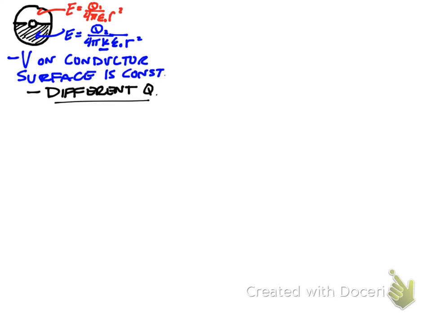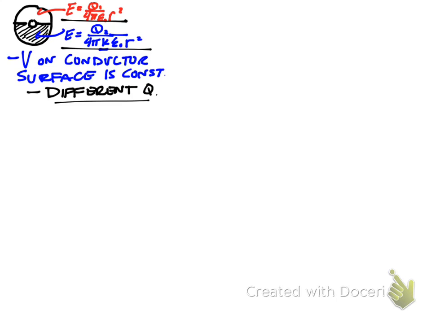If we want the voltage, we're going to take the integral of this one with respect to R to give me voltage in that region, and the integral of this one with respect to R to give me voltage in the other region. And in order for the voltage to remain constant, we're going to have different Q's, and they're going to be different by the ratio of their dielectric constants.